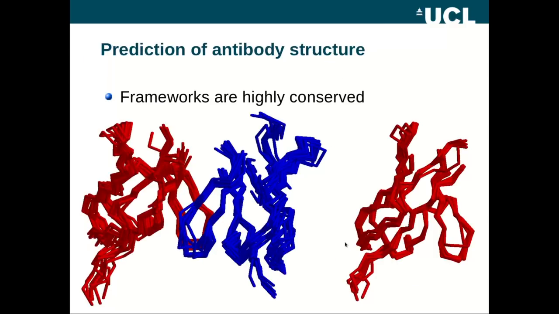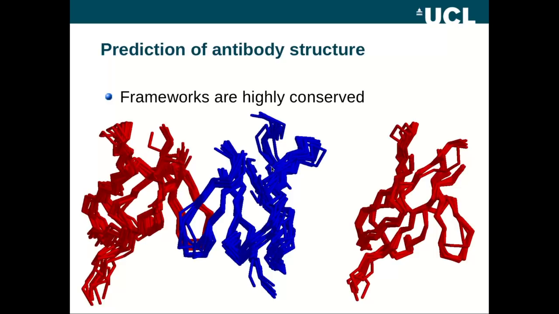And when we look in terms of structure, the structure of these loops is actually very conserved. So what I've done here is taken about 20 antibodies. Some of them are from mice, some of them are from humans. I've chopped off the CDR loops and then I've just fitted them to one another. And you can see that their shapes really are very, very similar. There are one or two little bits of variation.